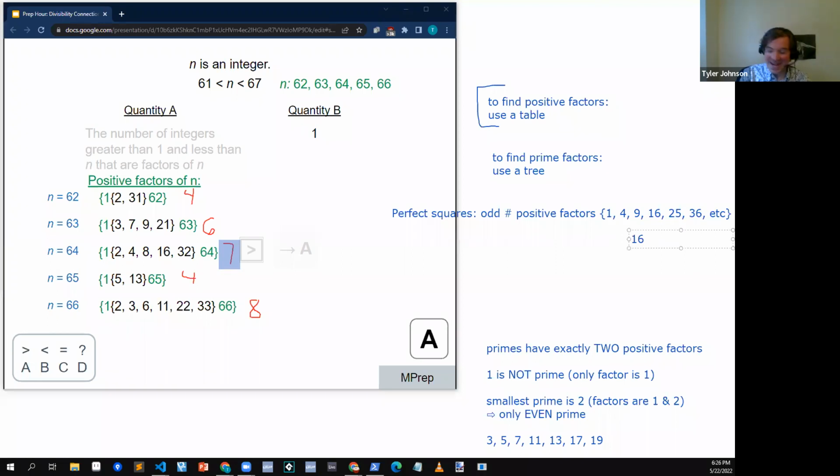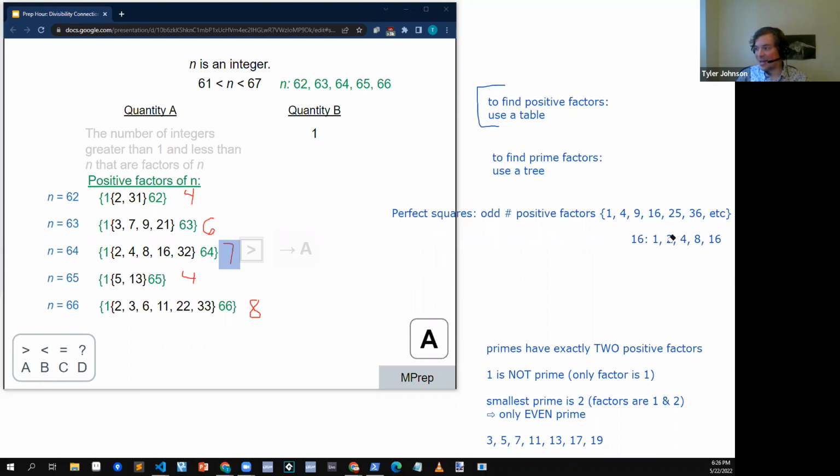16. Now, before I mess that up in my head, let me write it out. So we've got 1, 2, 4, 8, 16. So 5 there. If you have a perfect square, it must have an odd number of positive factors.